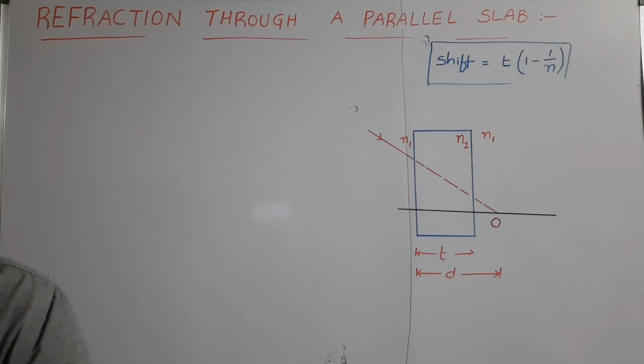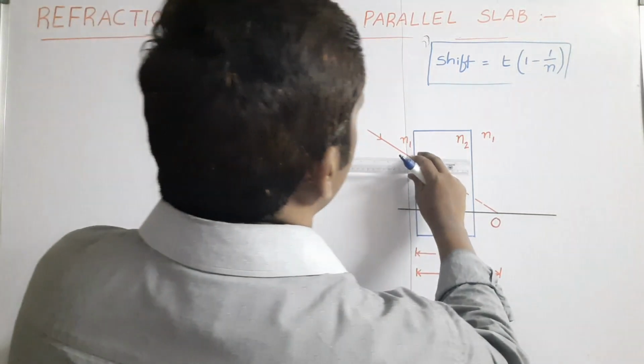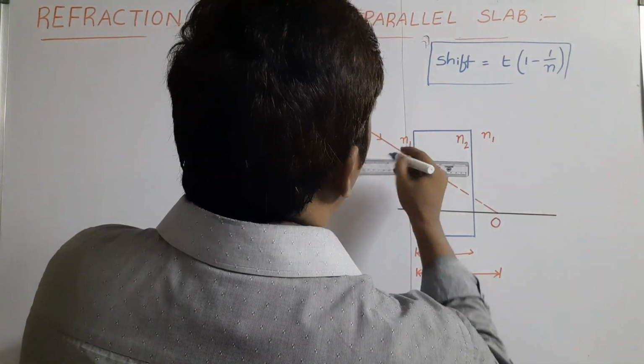To trace the image, first we should draw a normal at the point of incidence. Here this is the point of incidence.